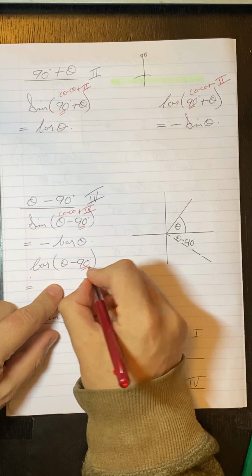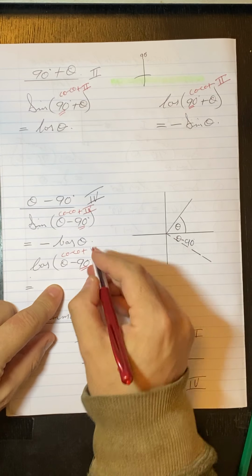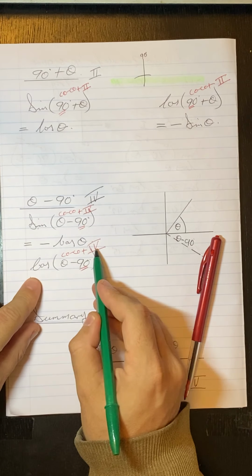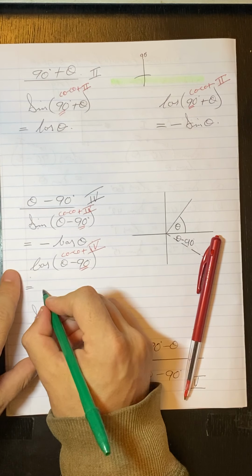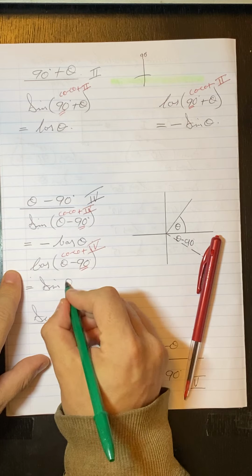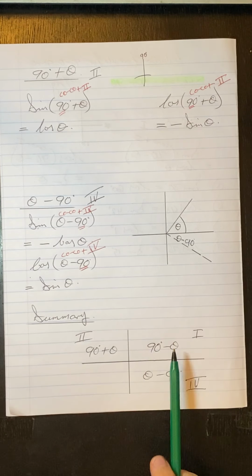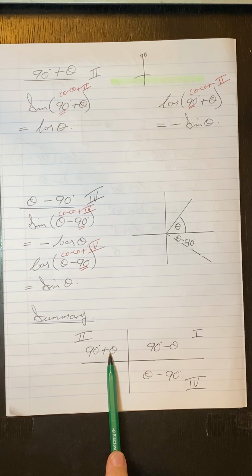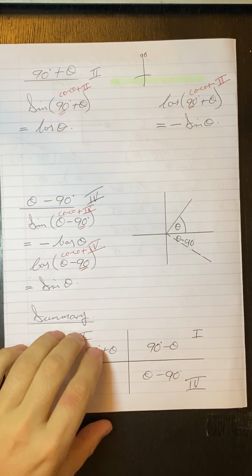Then 90, that's coco, plus theta minus 90 is in the fourth quadrant. Cos in the fourth is positive, but it'll change to sine because of the coco. So this is sine theta. Then just to summarize, your first quadrant is 90 minus theta, second quadrant is 90 plus, and then your fourth quadrant is theta minus 90.